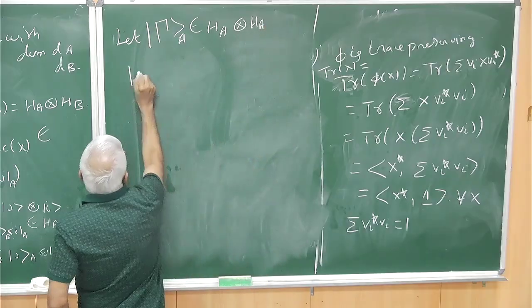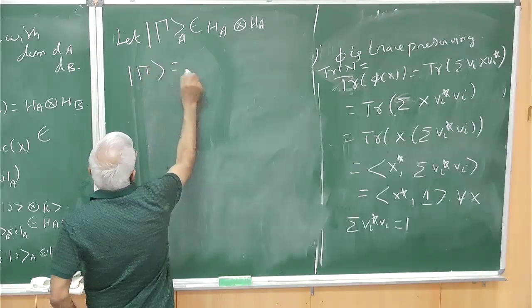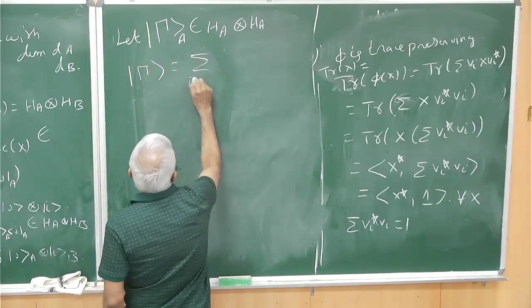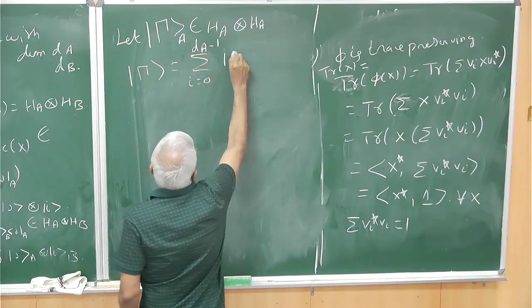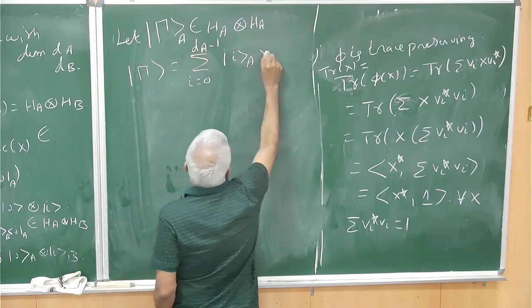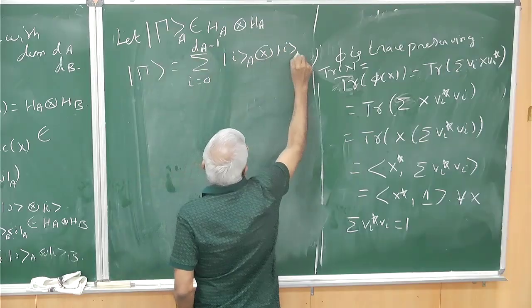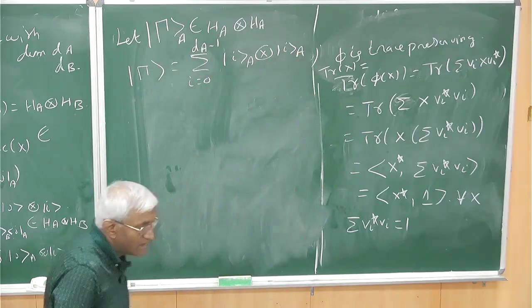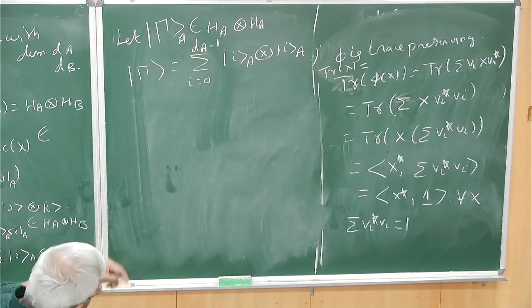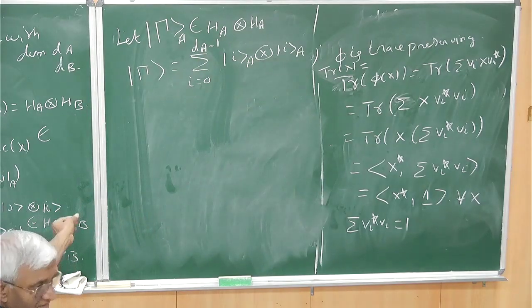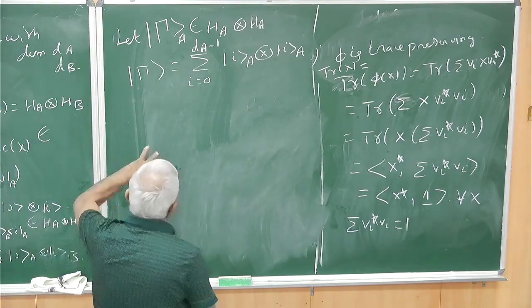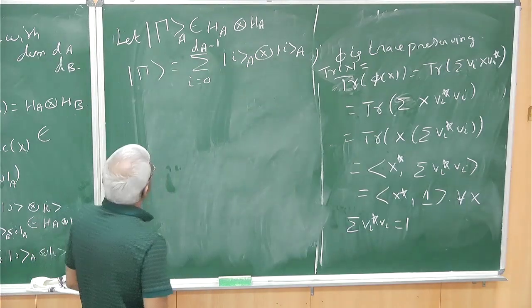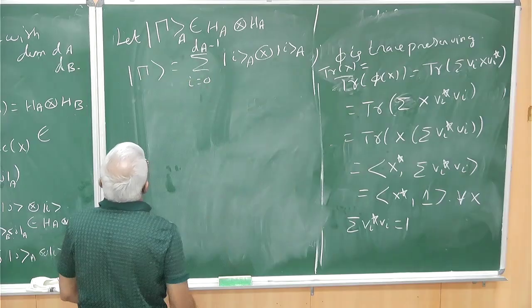Gamma is just equal to the summation over i equal to 0 to dA minus 1 of |i>A tensor |i>A. The same thing. This is what is called a maximally entangled vector. Why is it maximally entangled? We'll see. This is the entangled vector and it's a maximally entangled vector. So you have to take the summation.